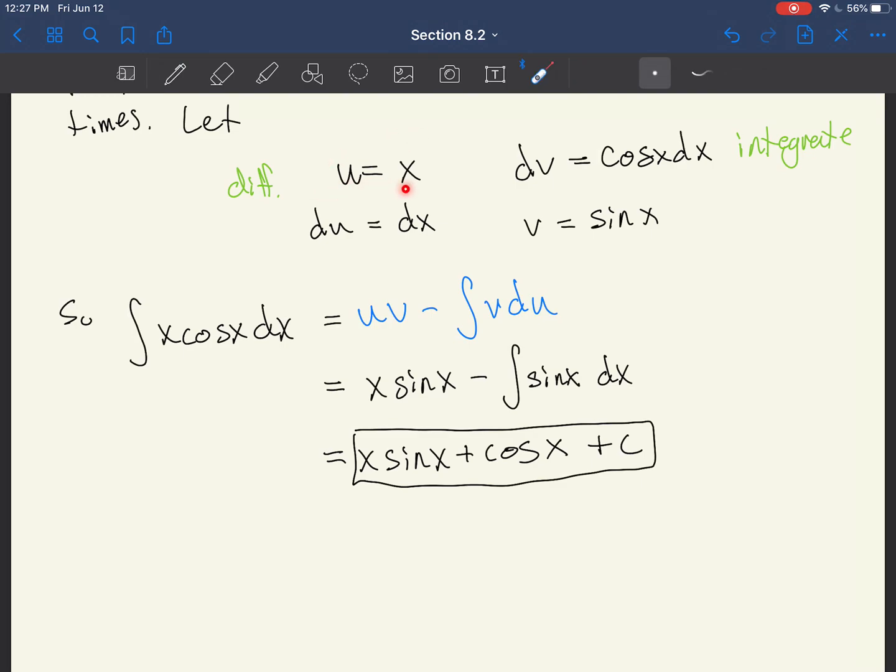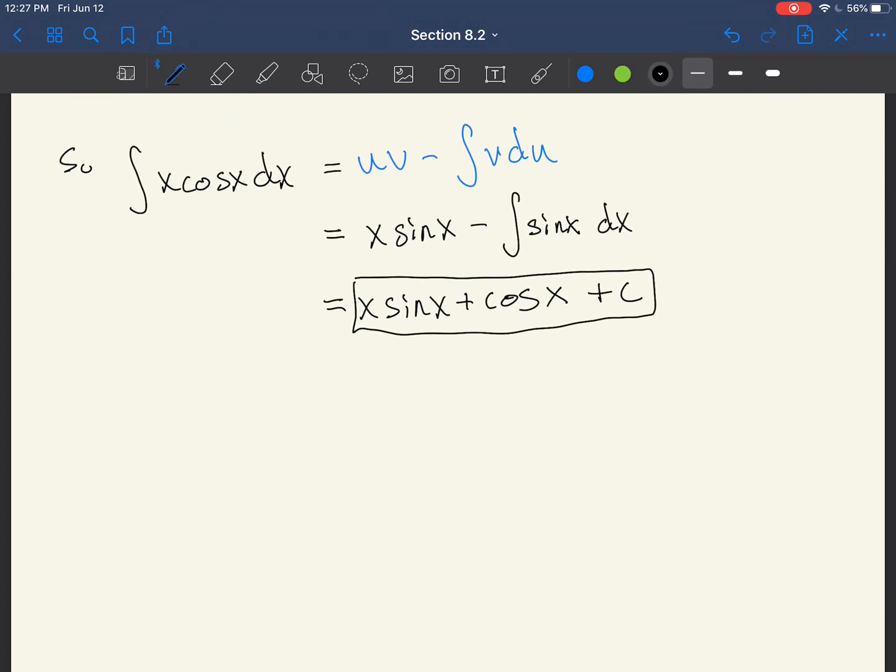So the way you do integration by parts is you define your u and dv, you differentiate u, integrate dv, and then just plug it into the formula. Notice, however, as I mentioned, that the choice of u matters.